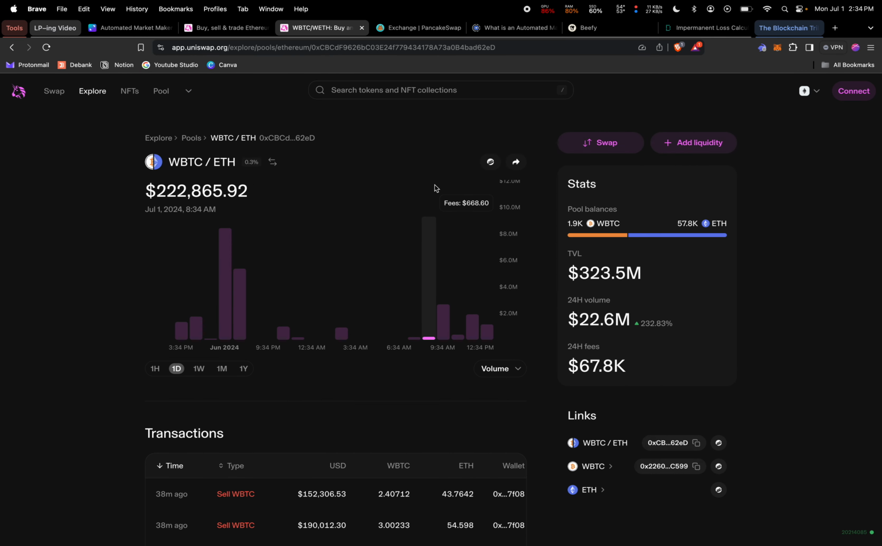So say you have 10,000 worth of Bitcoin and ETH and you put it into this pool. If the volumes are high, then the fees are going to be relatively high too, right? Because all that volume, you're getting a portion of that, and it's getting paid out to you. So you're getting paid these fees, right?